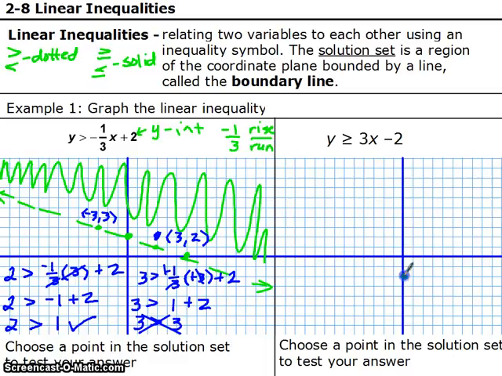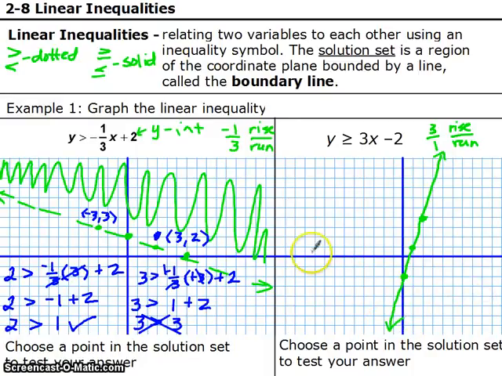So plot negative 2, rise over run, so that's 3 over 1 is our slope. 3 is our rise, 1 is our run. So rise 3, 1, 2, 3, run 1. Rise 1, 2, 3, run 1. Okay, it's an equal to, so we do a solid line, so draw a solid line through those.